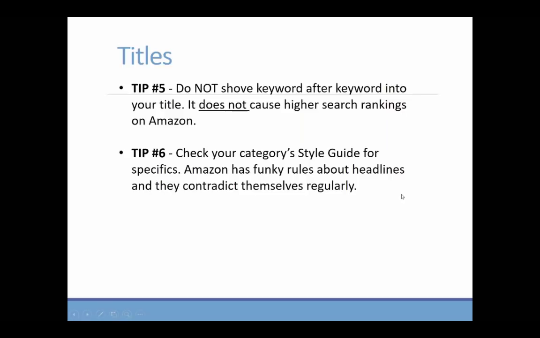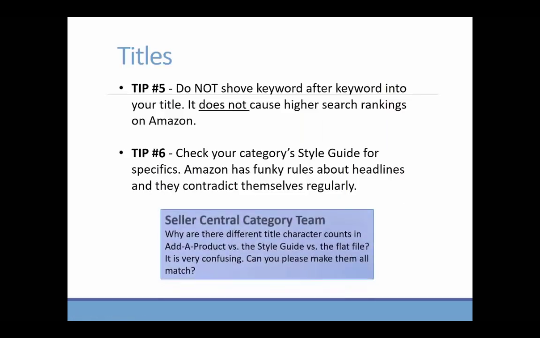They contradict themselves constantly. I really wish they would get themselves together. And actually, here's a favor I would love for you to do if you have time, to send Seller Central this little note. Why are there different title character counts in Add a Product versus the style guide versus the flat file? This is very confusing. Can you please make them all match?